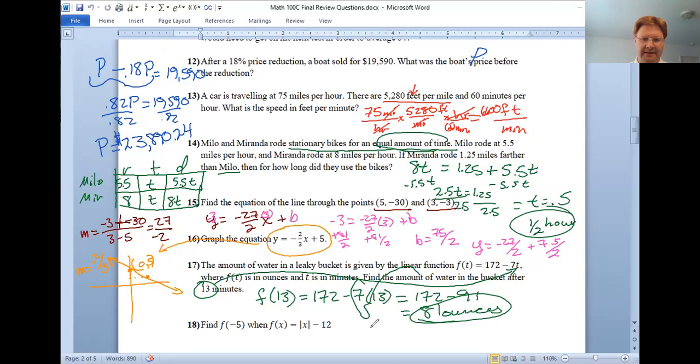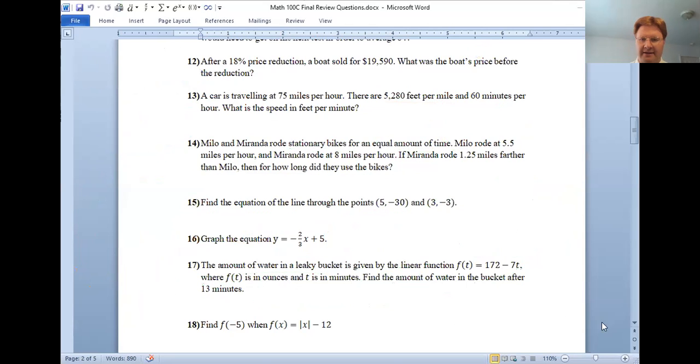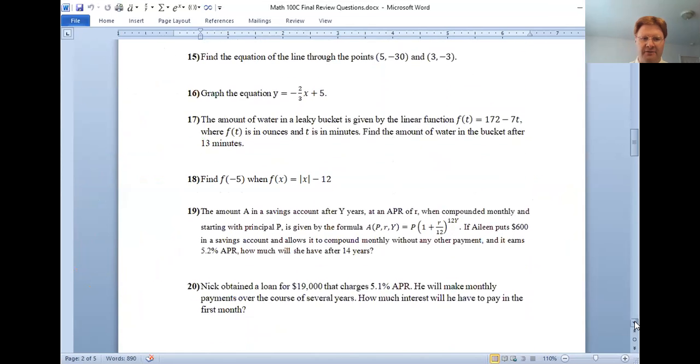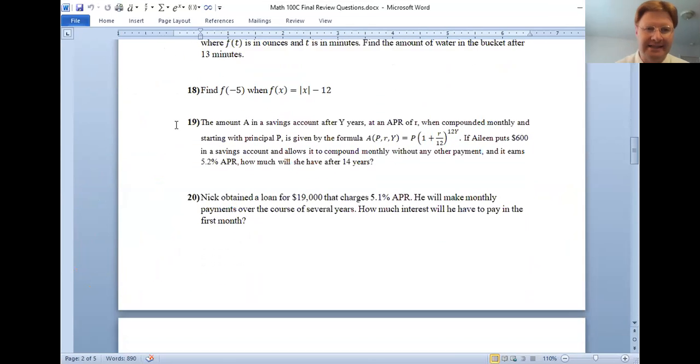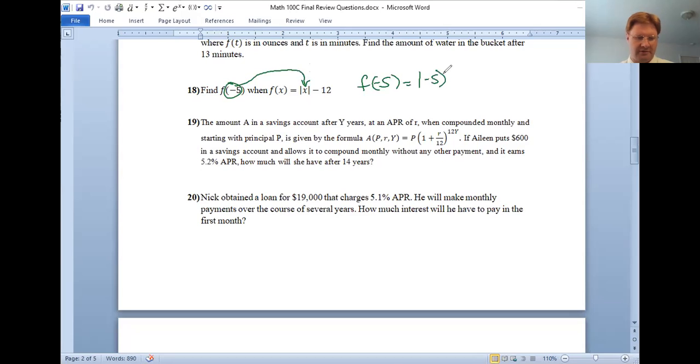All right. Let's clear those drawings and go down and do the final ones on this page, 18, 19, and 20. Number 18, find f of -5 when f of x equals absolute value of x minus 12. That means we're going to take the -5, stick it right in there, and we get f of -5 is absolute value of -5 minus 12. Absolute value of -5 is 5. Minus 12 is -7.